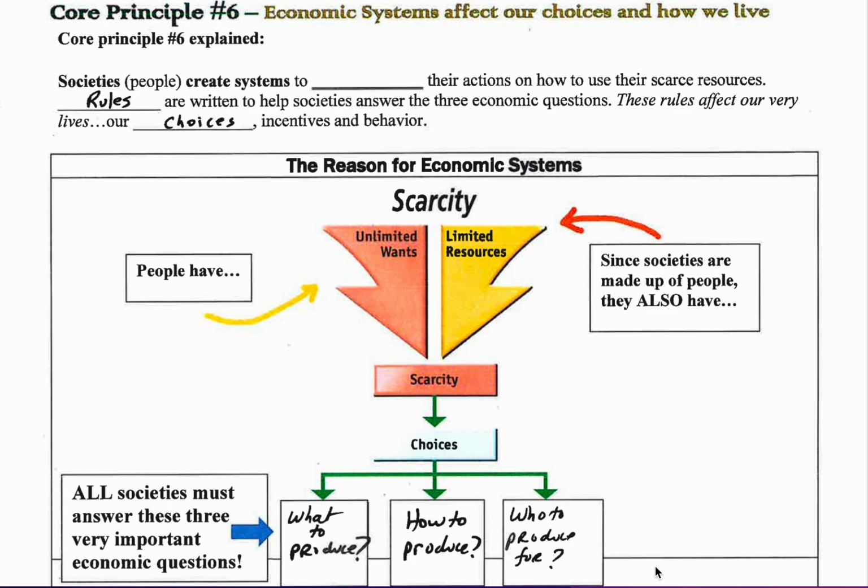Now, we're going to take a little bit of time to talk about this next core principle. I know that on the screen it says core principle 6. This is an old handout. But we're talking about core principle number 5, that economic systems that people create affect our lives greatly. Think about your life compared to that Maasai boy that we were reading about. That's because the economic systems differ greatly.